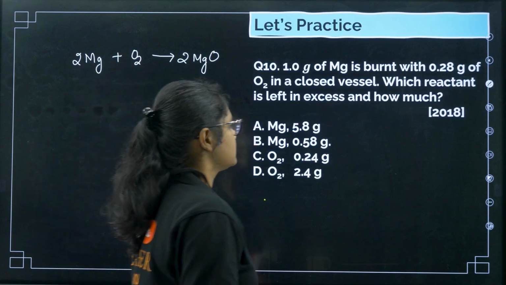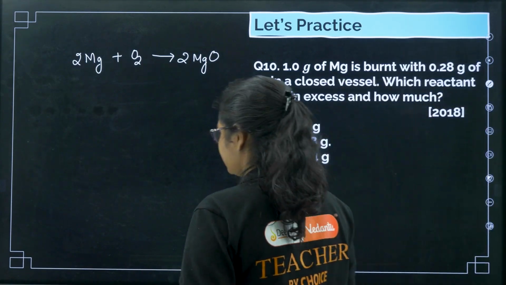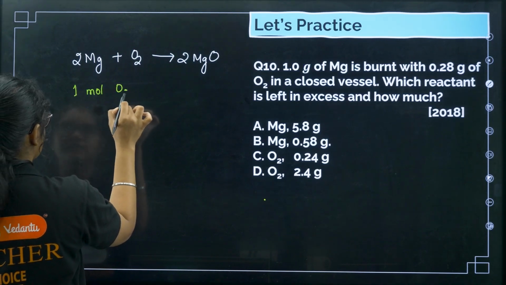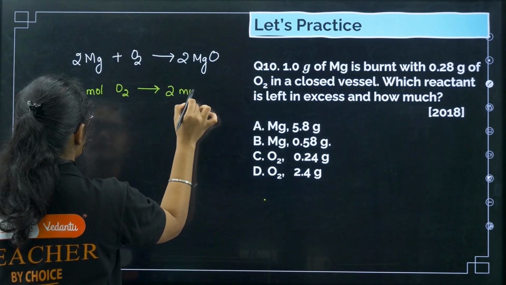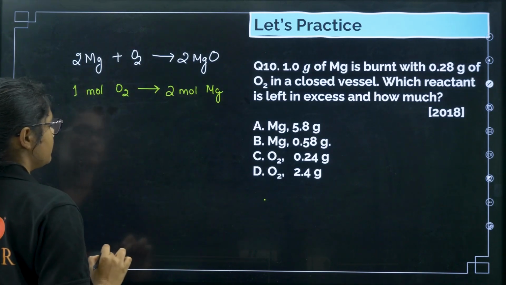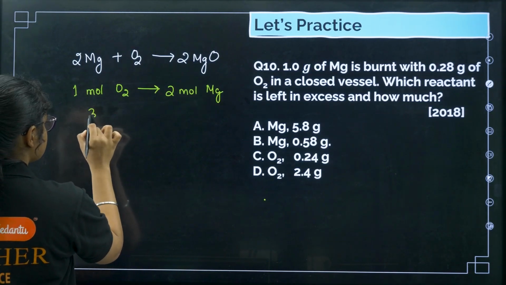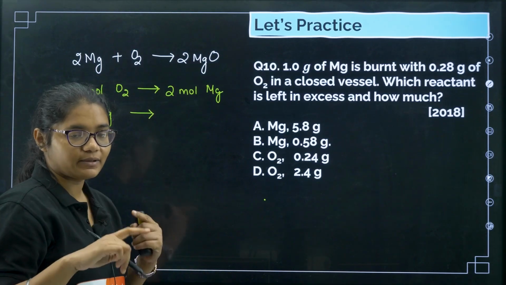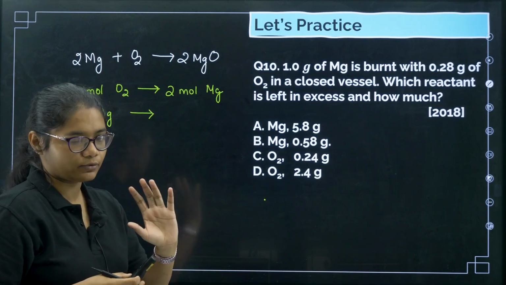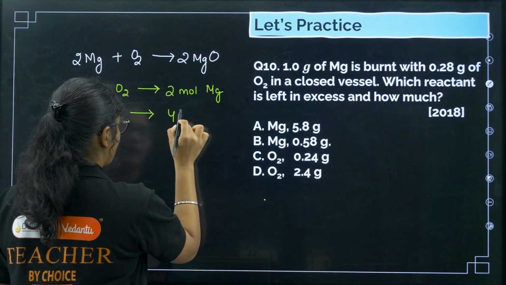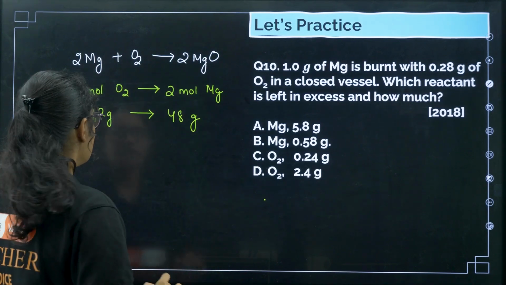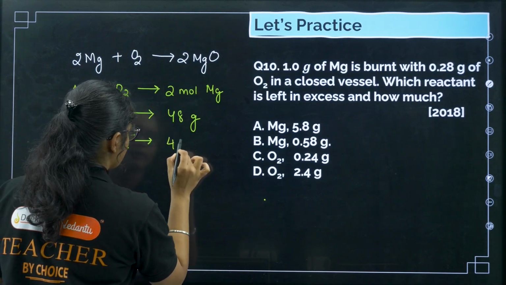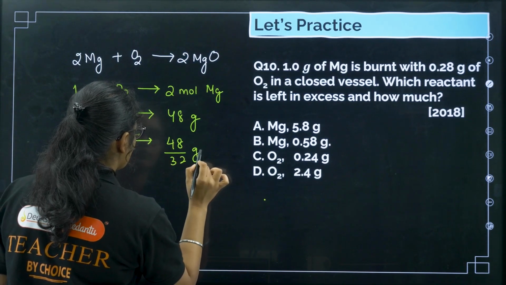Now what does this statement say? What information does it give you? I can say that 1 mole of oxygen reacts with 2 moles of magnesium, right? Now 1 mole of oxygen is how much? I can say 32 grams reacts with 2 moles of magnesium. Each magnesium is how much gram? Each magnesium is 24 gram. So 2 moles will be 48 grams, right? So now 1 gram of oxygen will react with 48 by 32 gram of magnesium.